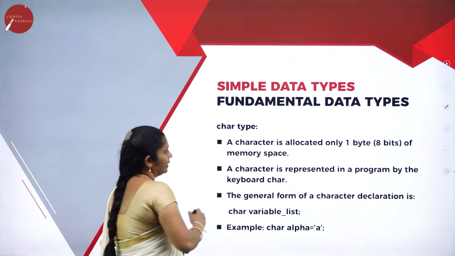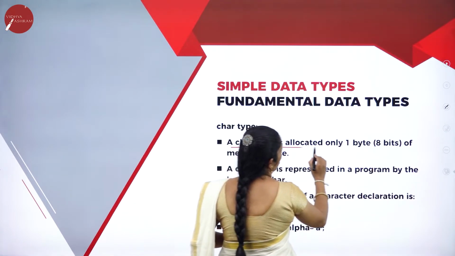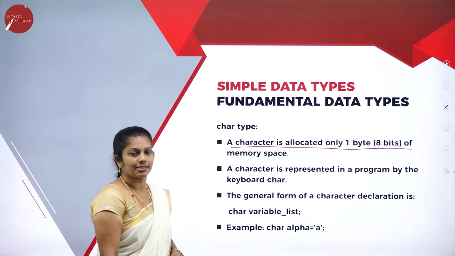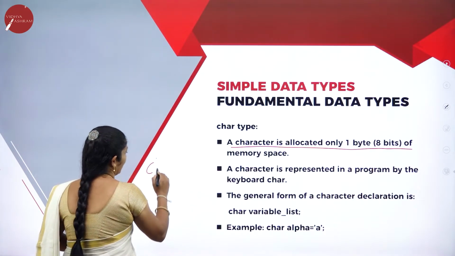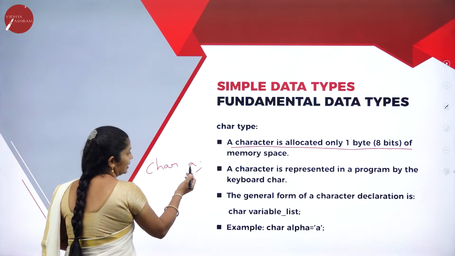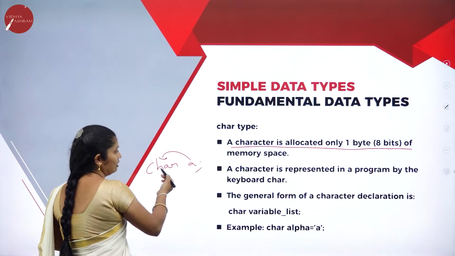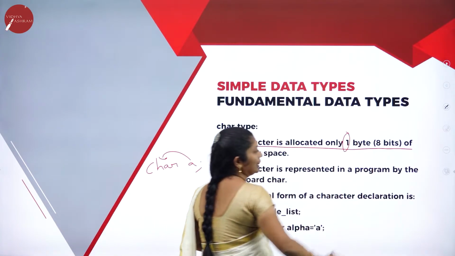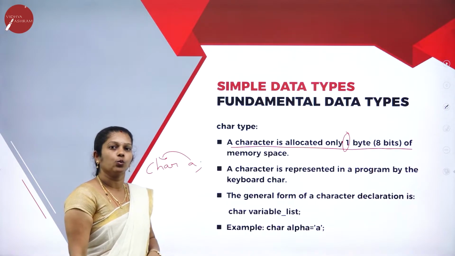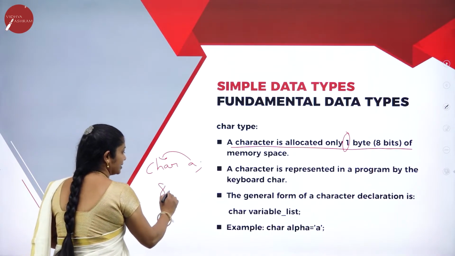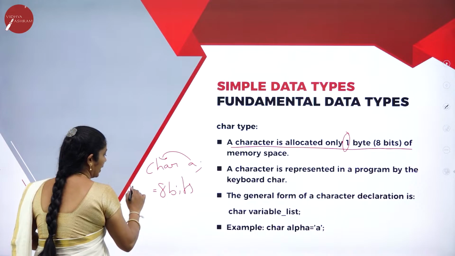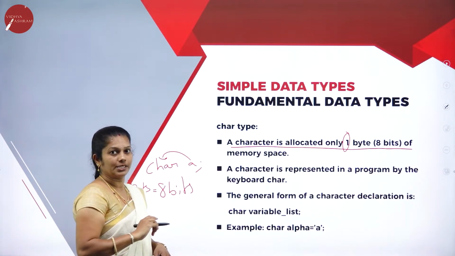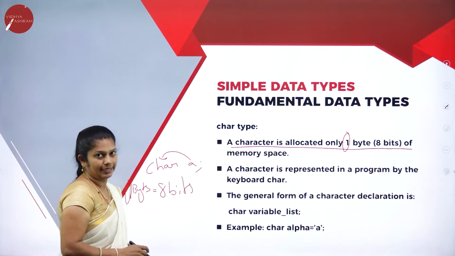When you come to the character data type, a character is allowed only 1 byte of memory space. When I declare char A, that's the character data type because A will store data in character format. For that, we require only 1 byte of memory space, and 1 byte is nothing but 8 bits. 8 bits equals 1 byte. Here, it takes only 1 byte of memory space when declared as a character data type.